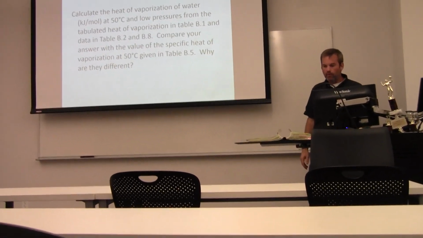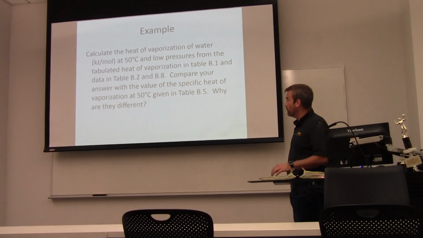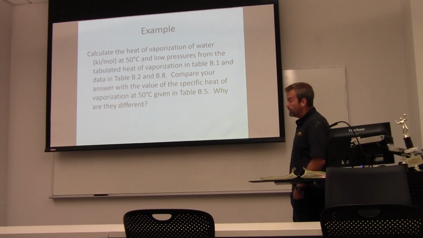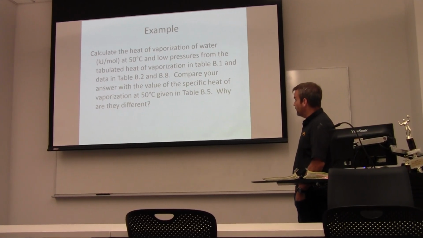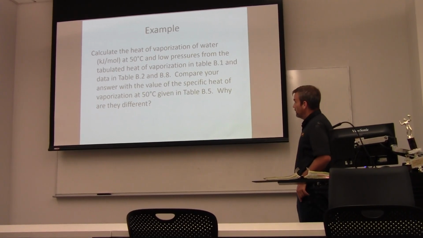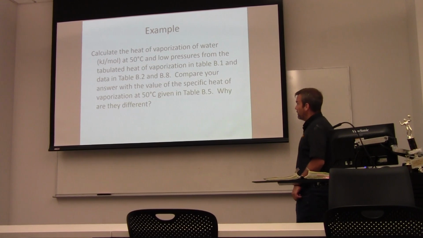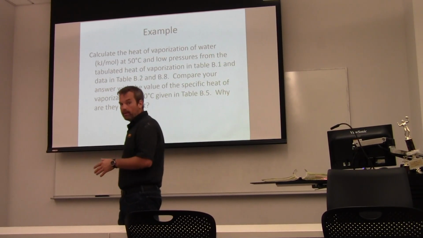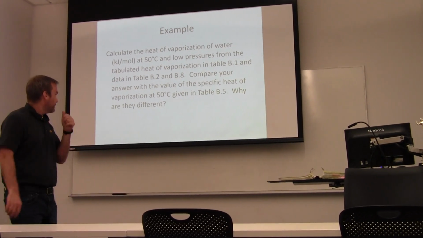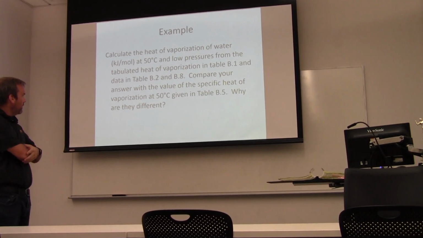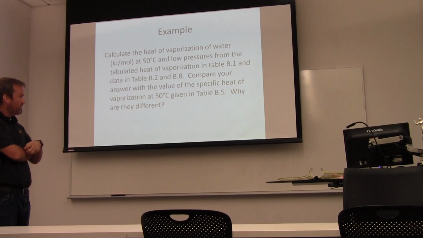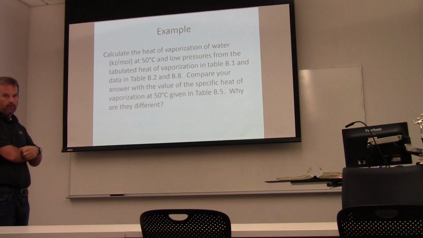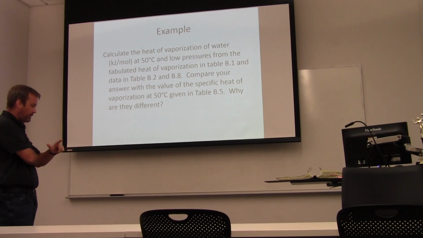All right, so here's an example where we're not at our normal boiling point. It says calculate the heat of vaporization of water in kilojoules per mole at 50 degrees Celsius and low pressures from the tabulated heat of vaporization in B1 and data in table B2 and B8. So it's asking us to do this problem two different ways. Compare your answer with the answer given in the steam table. Why are they different? Okay, so we're going to do this two ways.